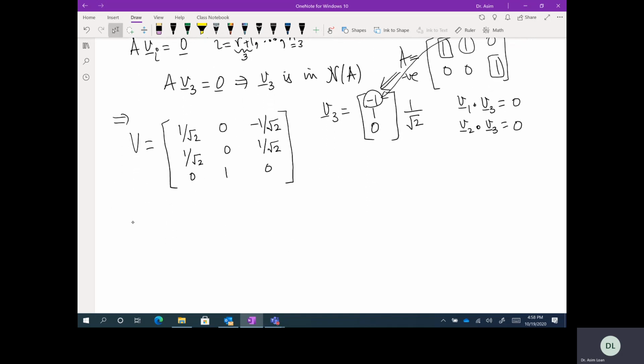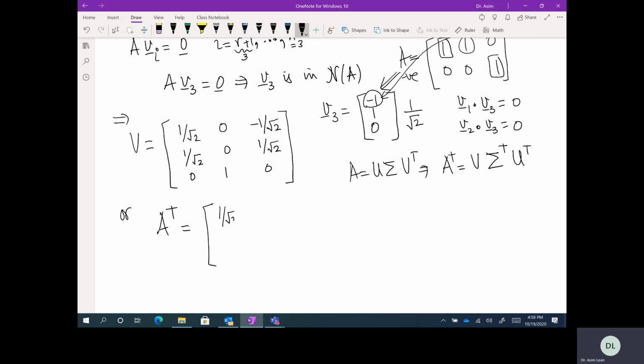so what is the pseudo inverse? So A is U sigma V transpose. So if I take the inverse of this one, this implies A pseudo is V sigma plus, which is just the inverse, meaning 1 over sigma i, and then U transpose. Okay, so here is this V, which is 1 over root 2, 1 over root 2, 0, 0, 0, 1, minus 1 over root 2, 1 over root 2, 0, V.